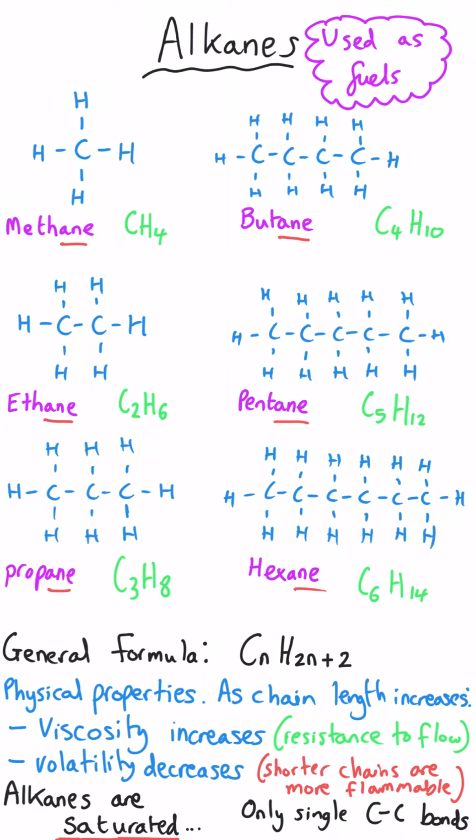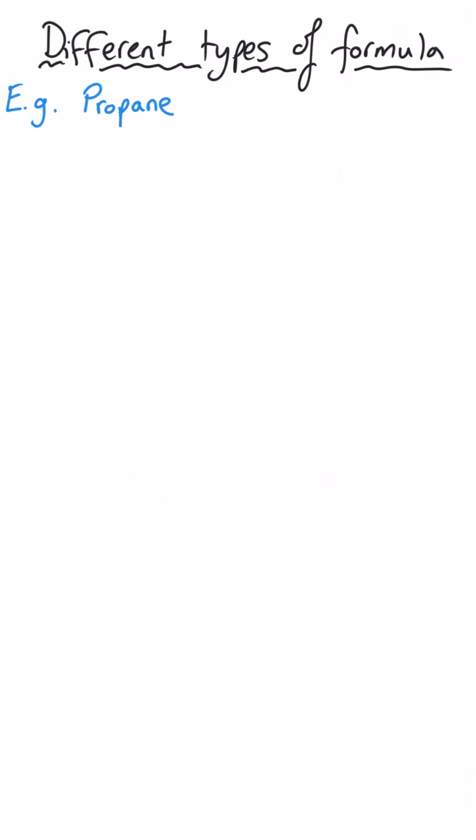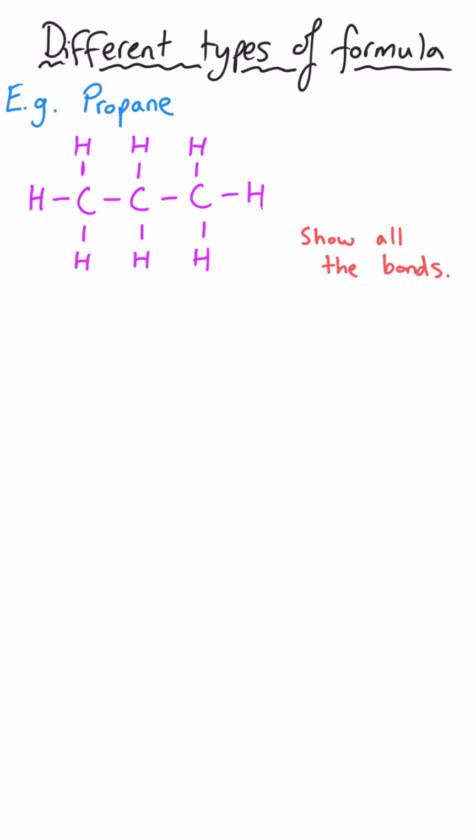Now, all of those properties are connected to attractive forces between the molecules, intermolecular forces, which I go into in a different video to do with covalent compounds. When we're working with organic molecules, we might need to name the molecule, propane for instance. We might need to show all of the bonds, as I did on the previous page. So this is called the displayed formula.